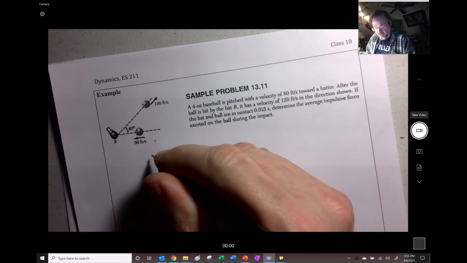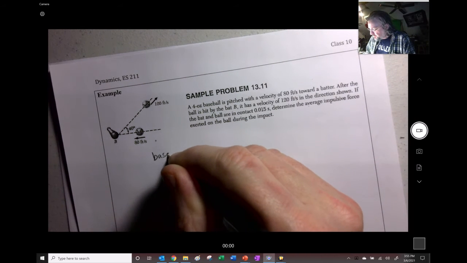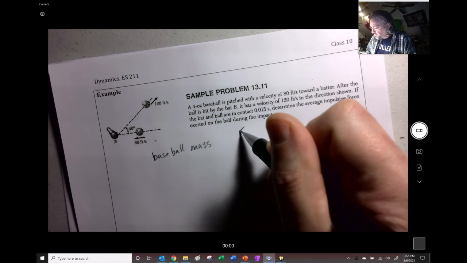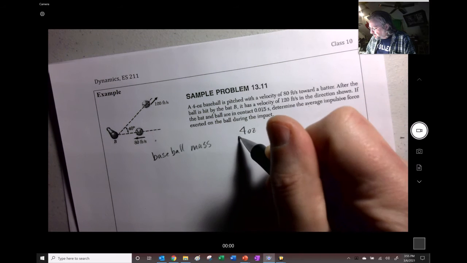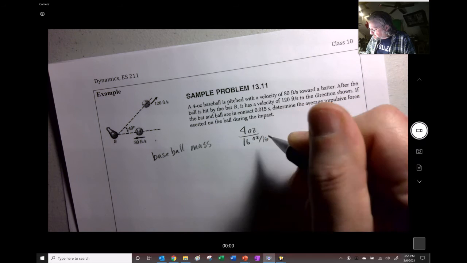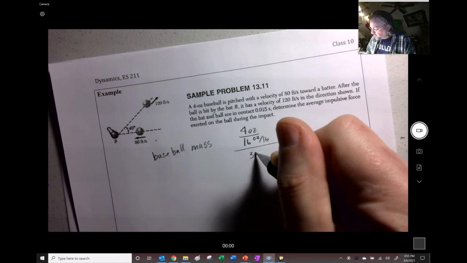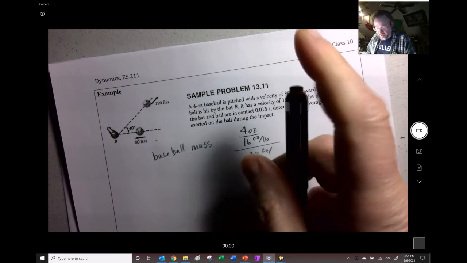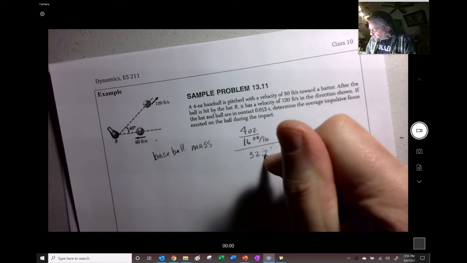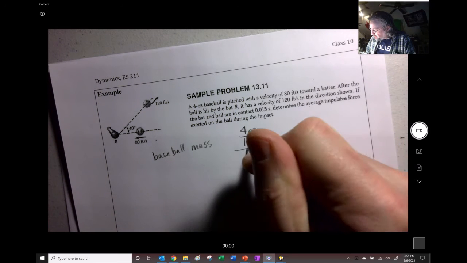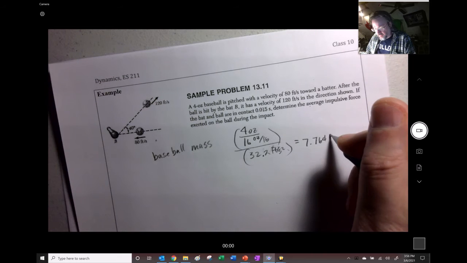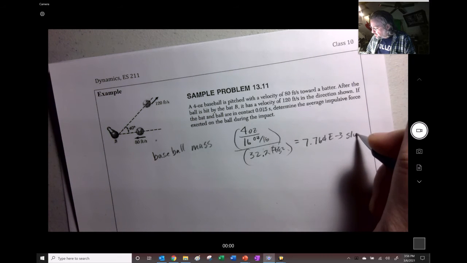I'm going to write out what the mass of the baseball is first, so we can see it's an itty-bitty number. It's 4 ounces, and we know that there are 16 ounces per pound, and 32.2 feet per second squared. Why did I leave the 0.2 off? I don't know. That gives 7.764 E minus 3 slugs.